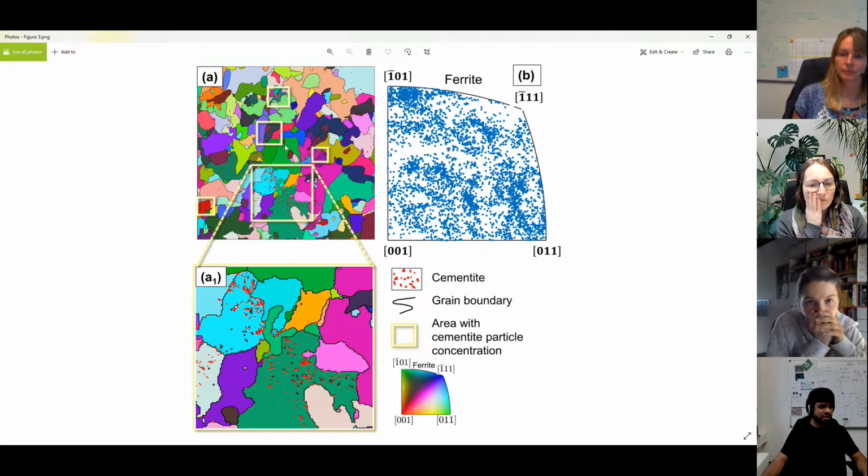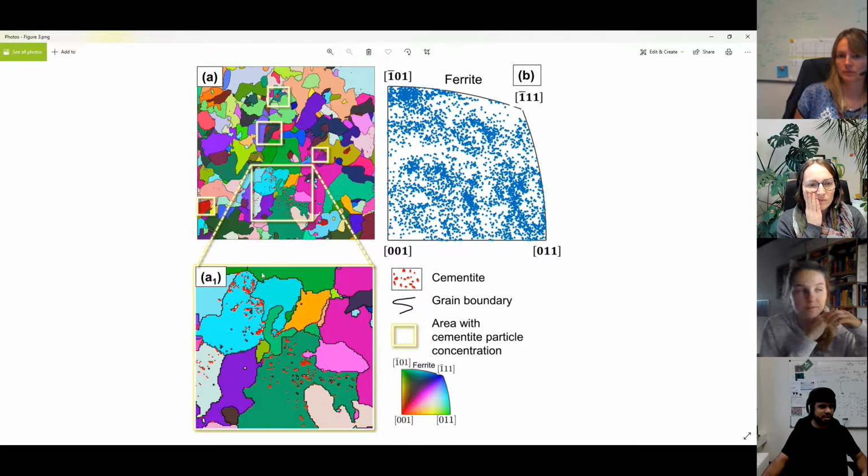And in the caption, we mentioned these zones are where the cementite particles are clustered. And we are showing here that the red are the cementite particles, the black are the grain boundaries, and then the areas with the cementite particle concentrations. And again, we are showing here this IPF map. And then we are also showing the orientation distribution throughout.